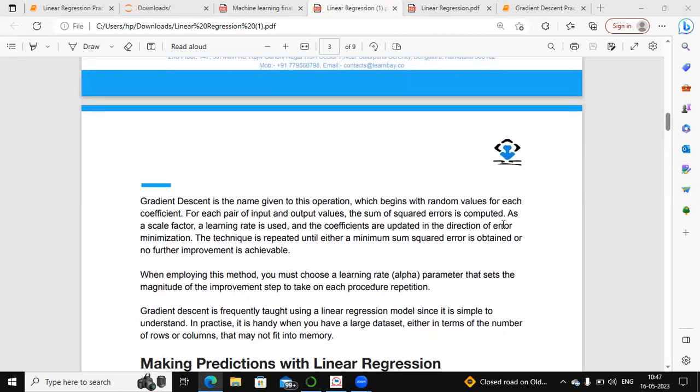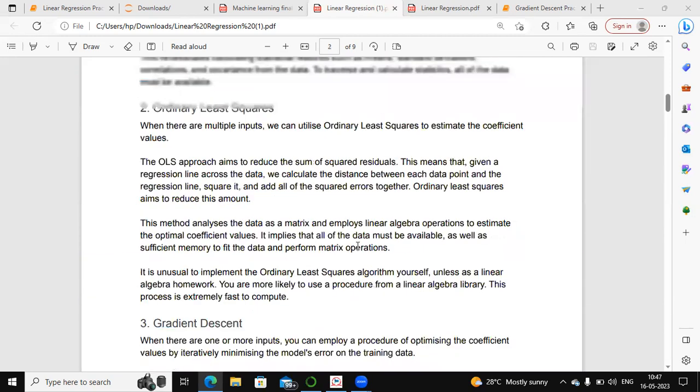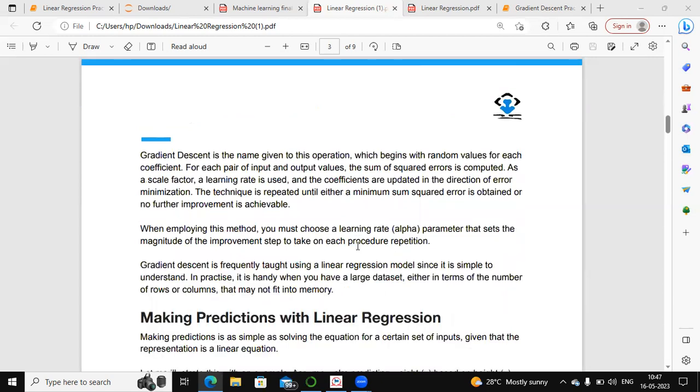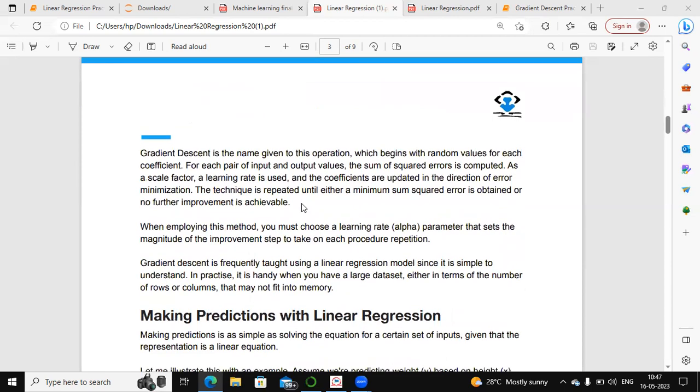I will be writing code for gradient descent, and we'll understand that clearly. The technique is repeated until either a minimum sum of squared error is obtained or no further improvement is achievable. When employing this method, you must choose a learning rate parameter that sets the magnitude of the improvement step to take on each repetition. That is alpha, which we have taken as 0.1.